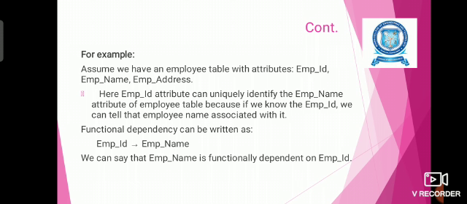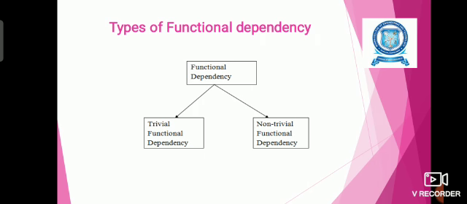Here the employee ID attribute can uniquely identify the employee name, because if you know the employee ID, we can easily identify the particular employee name associated with it. So this is the functional dependency. We can write this as employee ID implies employee name. So here employee name is functionally dependent on employee ID.